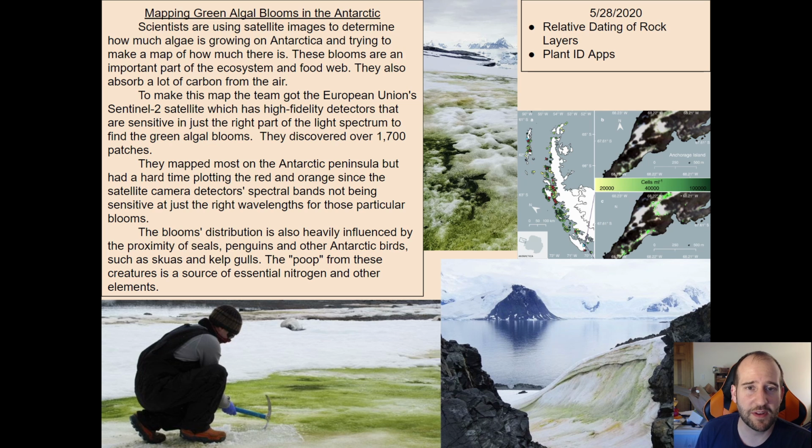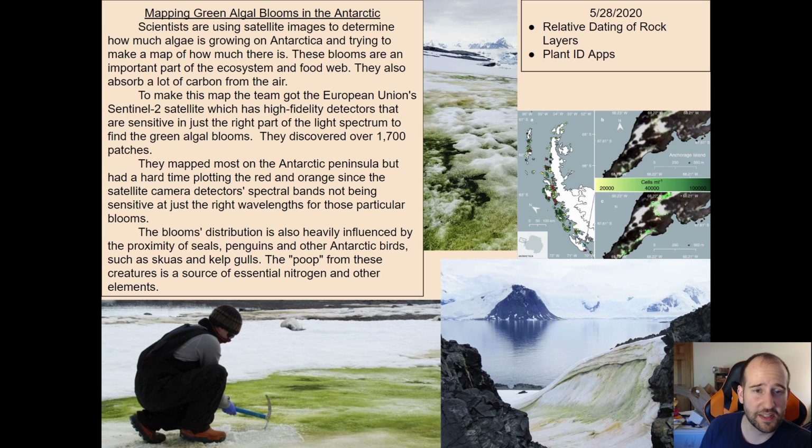To make this map, the team got the European Union's Sentinel-2 satellite, which has high-fidelity detectors that are sensitive in just the right part of the light spectrum to find the green algal blooms. They discovered over 1,700 patches of them. This is happening in the Antarctic Peninsula. That's what this picture is over here on the right side. That's the peninsula that, at least at one time, connected to South America, which has now been broken apart. You can see those little dots on there, and that's where they're finding all these algal blooms.